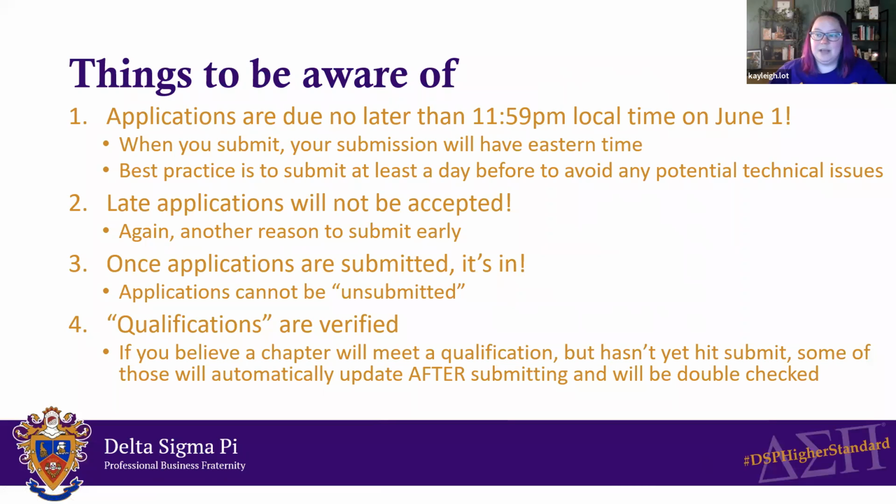All right, so things to be aware of, and some of these we've already talked about, and I'll just reiterate here. Applications are due no later than 11:59 p.m. local time on June 1st. Be aware that when you look at these applications, the submission is going to have an Eastern time noted. So for those of you in the West, you're going to notice that the time looks after 11:59 p.m. We are aware, we know how to do time zone conversions. Don't freak out. However, like I said, we really do encourage you to submit this early. So if there's technical issues or questions, there's time to get that addressed before the deadline.